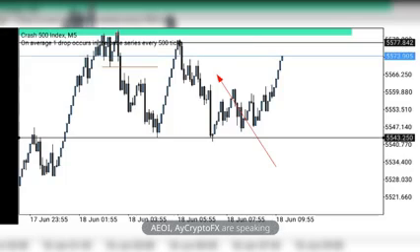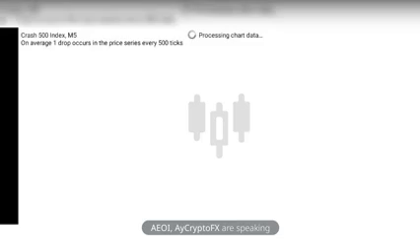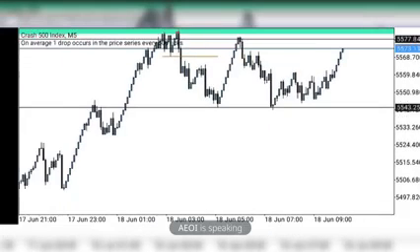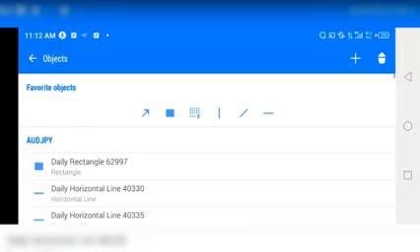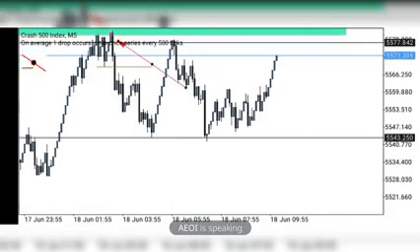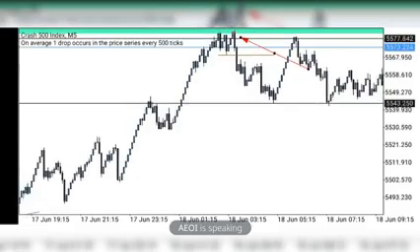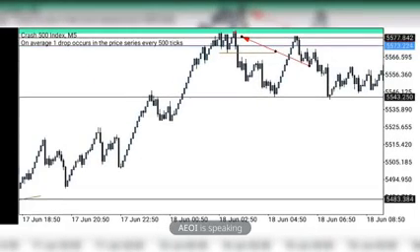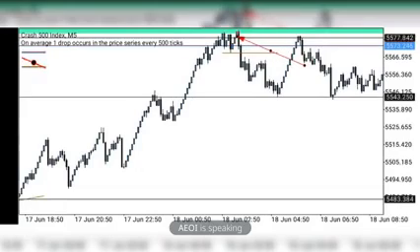Which candle do you use for your entry points? The last blue candle. Can you see the blue candle? The last blue candle, this one here. That's what I use for my entry. On some people's charts, it's a buy candle, it's green. So I use it for the entry.